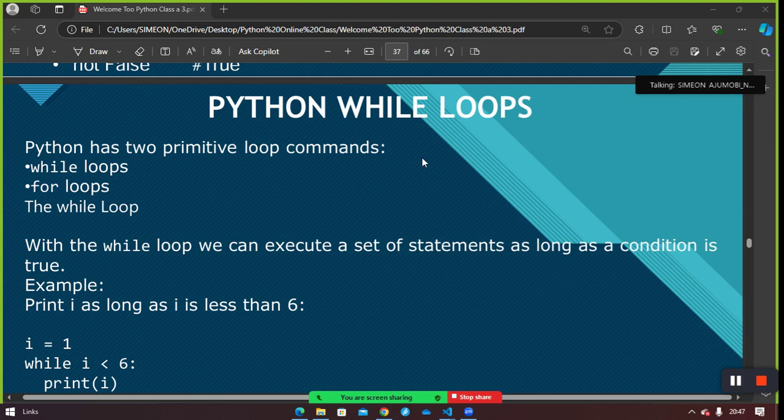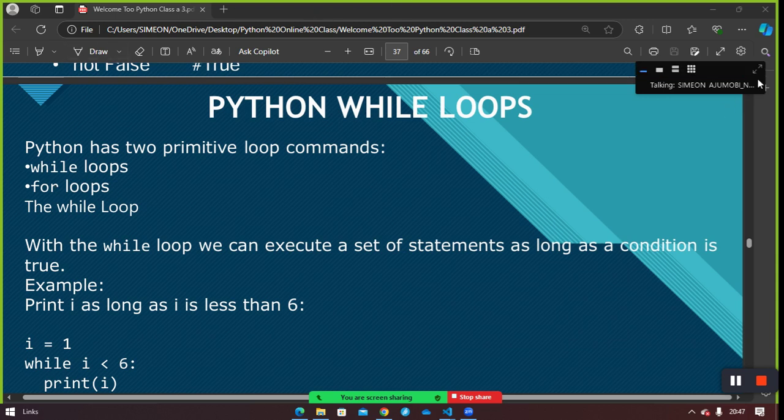So right now you're going to be working on a particular command called the while loop. Python has two primitive loops. We have the while loop and we have the for loop. We call it a loop because it keeps repeating itself. It keeps executing something until the condition is met or the condition is true. If the condition is not true, it will continue repeating it.